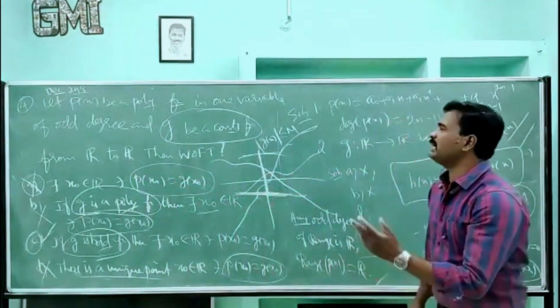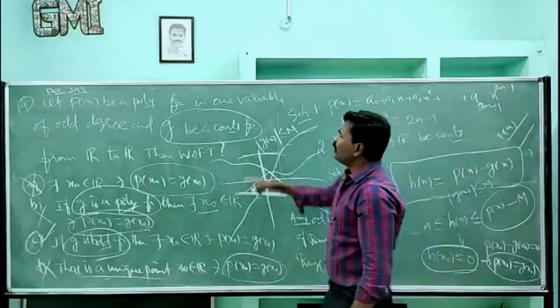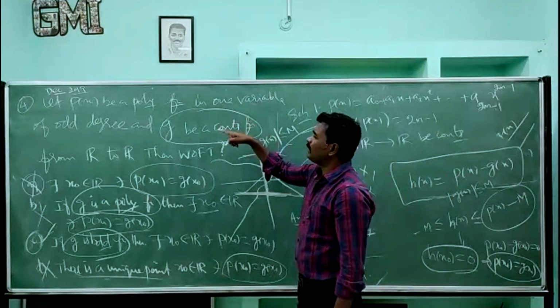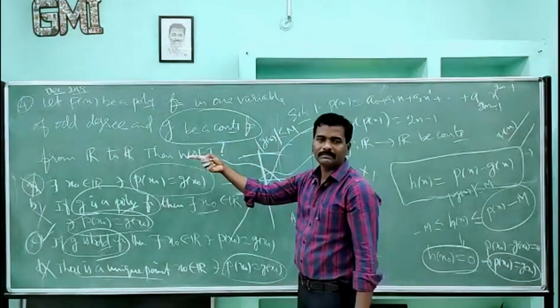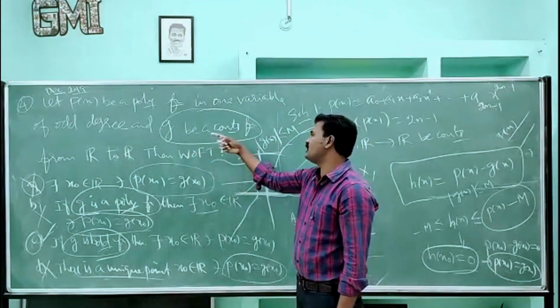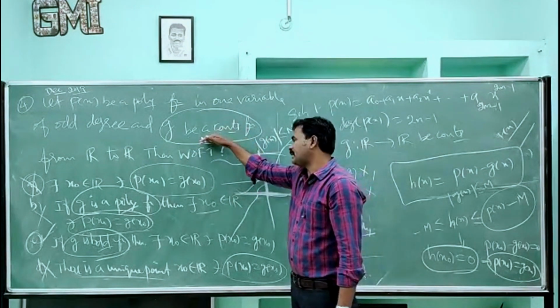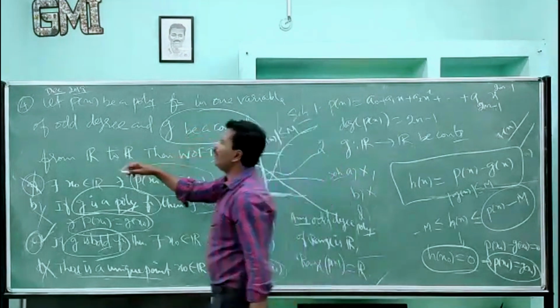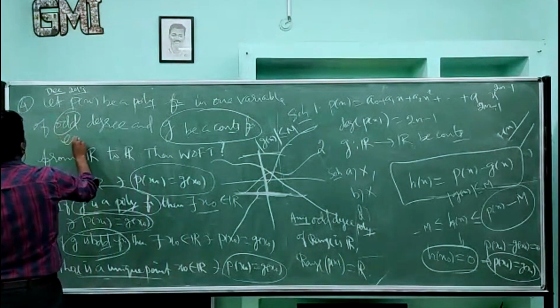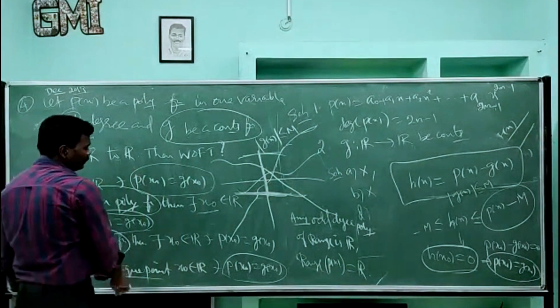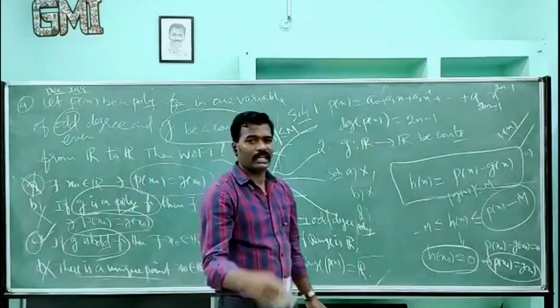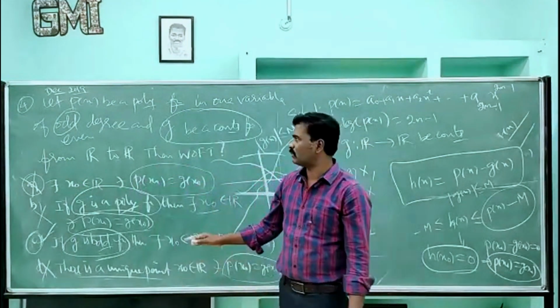Okay, now maybe next time they will ask a question: P of X is a polynomial in one variable of even degree, and G is a continuous function. Or maybe take the same hypothesis and instead of odd you can write even. Then which of the following are true? Just take it as homework and do it.